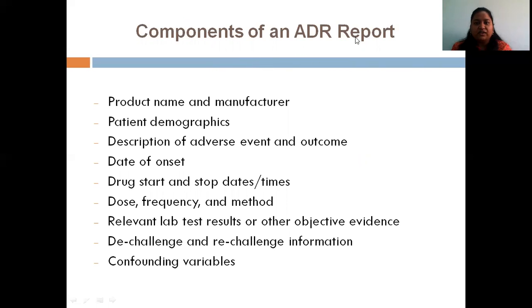These are the components of an ADR report. There is a form which reports the ADR: the product name or the manufacturer, patient demographics, description of the adverse drug reaction and its outcome, date of onset when the ADR occurred, when you started the drug, when you stopped the drug, how much of the drug you are taking, dose, frequency, and route. Also relevant lab tests or other objective evidence, the de-challenge, whether you stopped the drug or it reoccurred, the re-challenge and de-challenge information of the drug, and confounding variables.